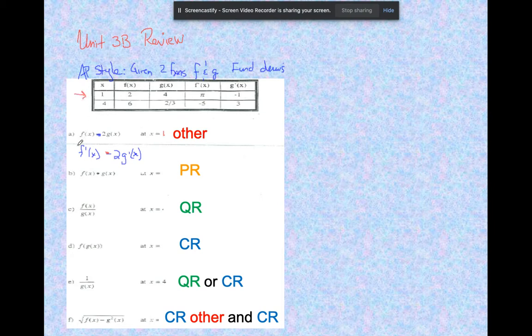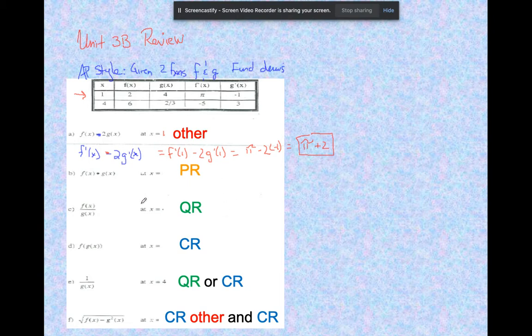So I need to look at this row and say f prime at 1 minus 2 times g prime of 1, and then just go to the table and figure that out. F prime of 1 is pi. G prime of 1 is negative 1. So this is pi plus 2. Leave an exact answer. If you're going to round, you have to write 3 places past the decimal. So just might as well leave it exact.